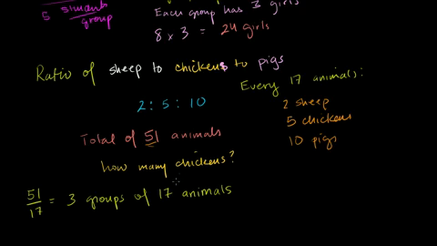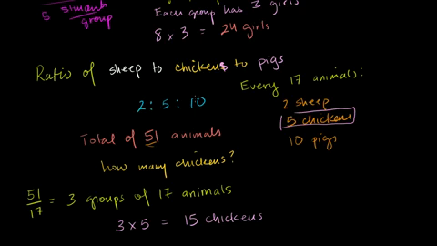Now, I want to know how many chickens. Every group has 5 chickens. We already know that. And I have 3 groups. So I'm going to have 3 times 5 chickens, which is equal to 15 chickens. Not too bad.